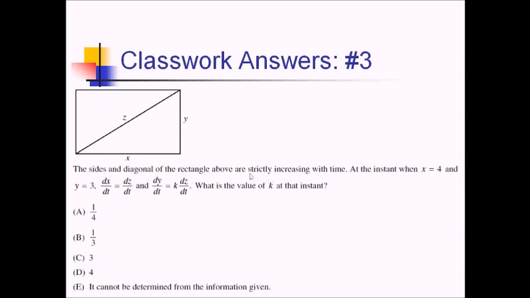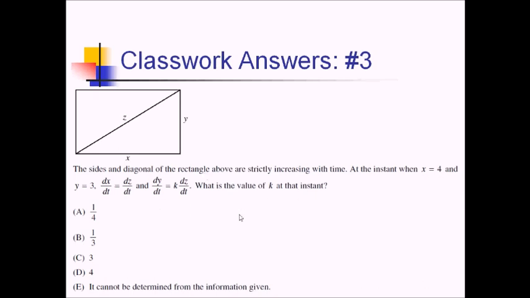On this problem, the sides and diagonal of the rectangle shown above are strictly increasing with time, so that means they're never going to have a slope of 0 if you look at their rate of change. And at the instant when x equals 4 and y equals 3, dx over dt equals dz over dt, and dy over dt equals k times dz over dt. That's a whole lot of information. We want to know the value of k at that instant, given all this craziness.